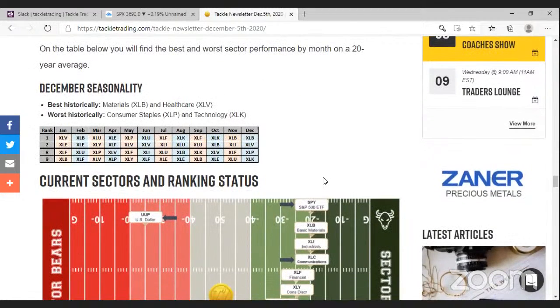Same with the sectors, right? What sectors tend to be the strongest during this month? What sectors tend to be, relatively speaking, the weakest? Just because tech is, relatively speaking, historically the weakest sector in December, doesn't mean I should be bearish on tech, right? It just means other things do better than it. Maybe I should be, right?